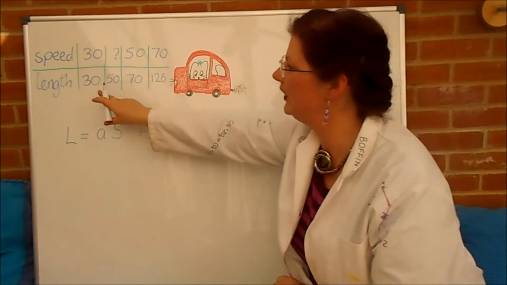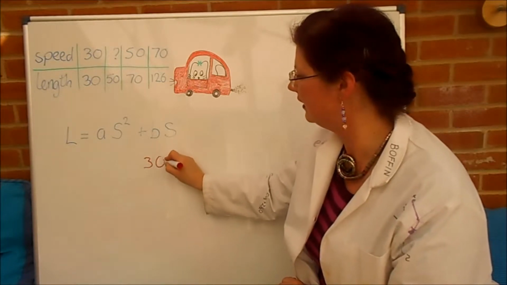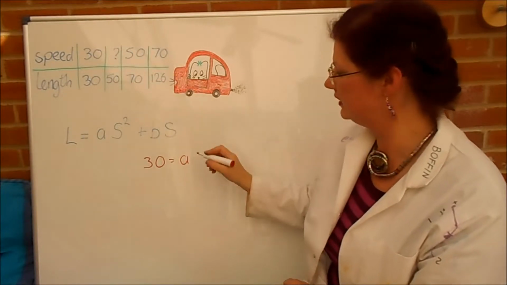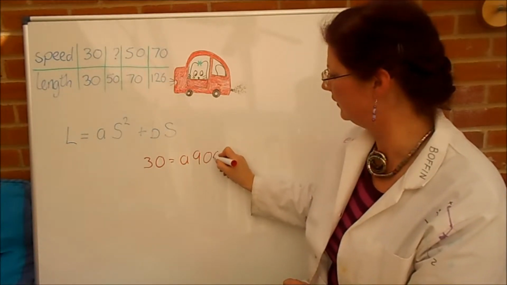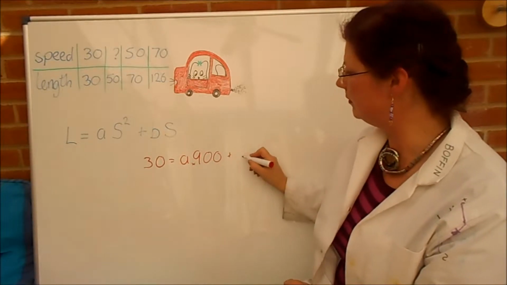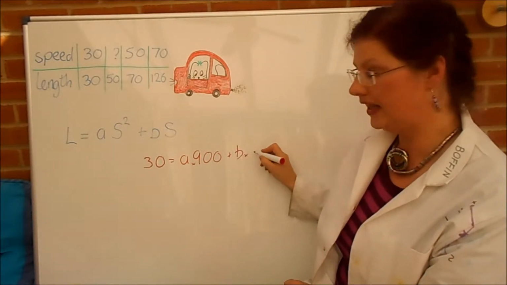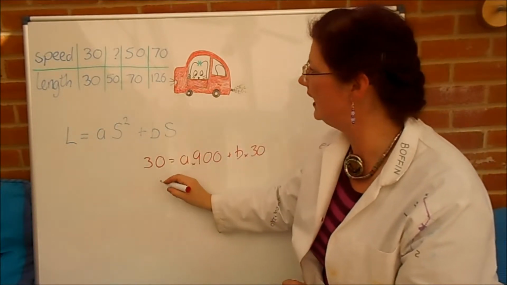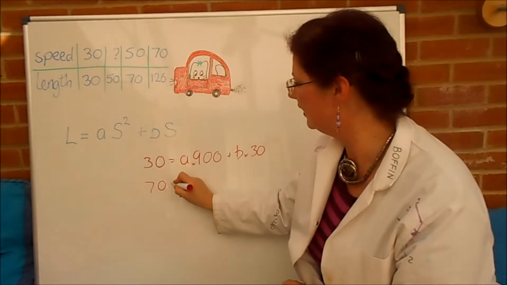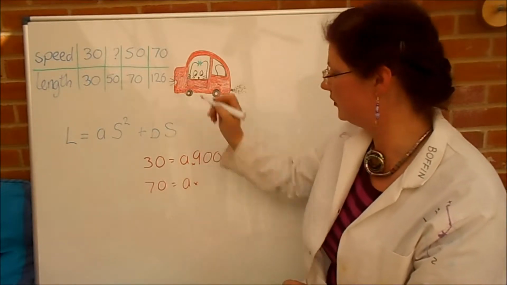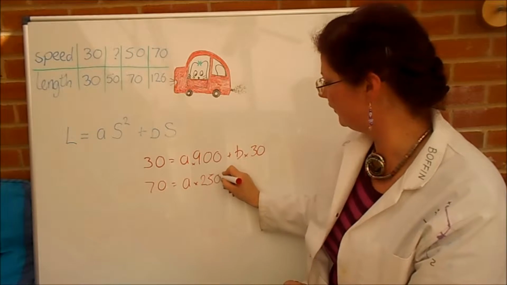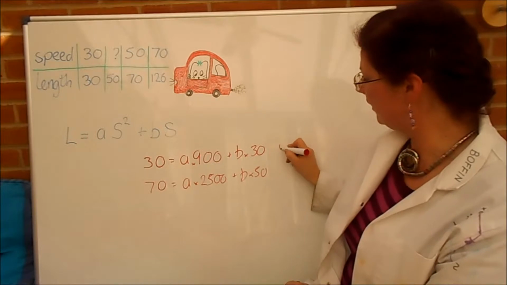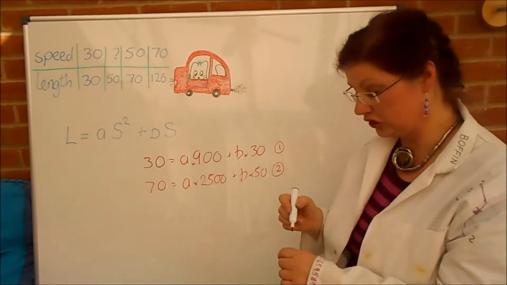So for the first one, with a length of 30, we have 30 equals A, which we don't know, times s squared. S is 30, so s squared is 900. 900 times A, plus B, which we don't know, times s, which is 30. Okay, and then we're going to do the same thing with this set of data. So the length 70 equals A times the speed squared, 2,500, that's a 5, plus B times 50. I'm going to call that equation 1 and that equation 2.